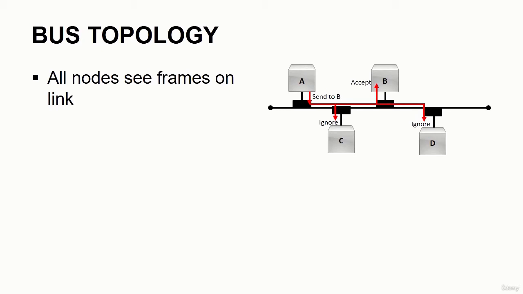Now, you probably won't see a bus network on an Ethernet LAN anymore today, but they are not uncommon in some industrial networks that connect process control devices.